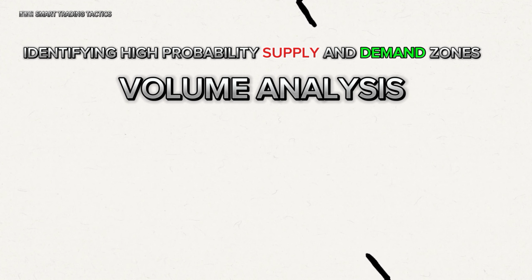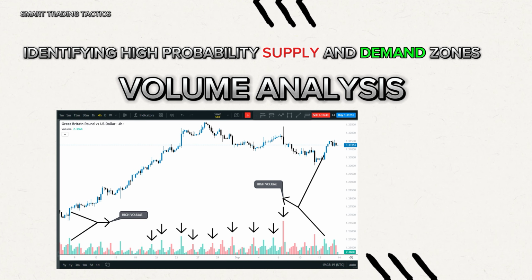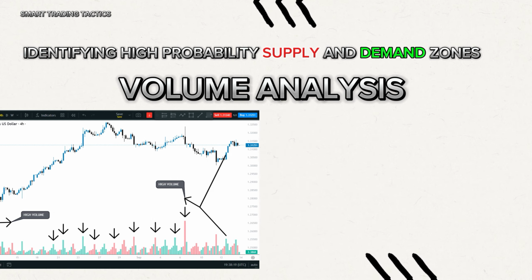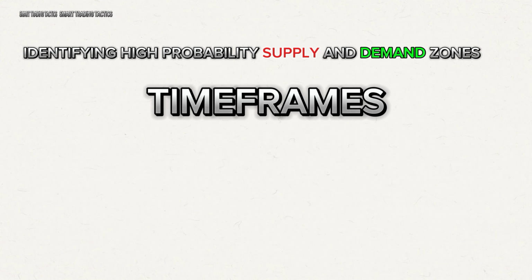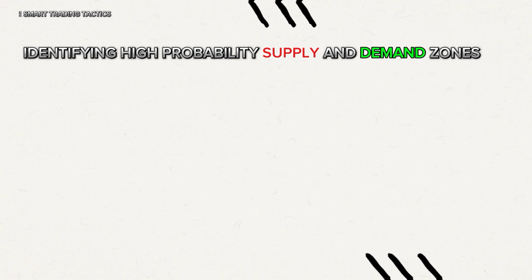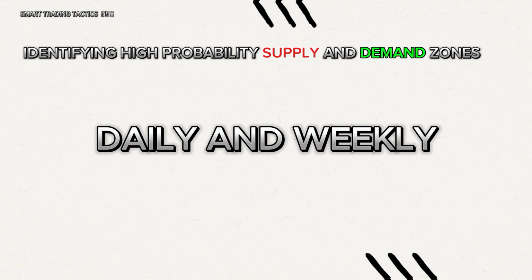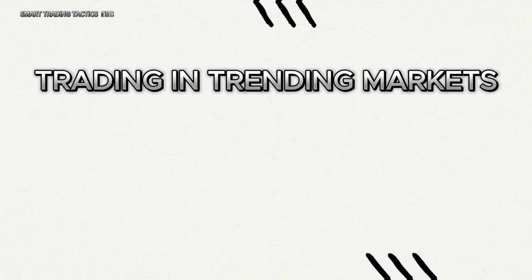One way to identify significant supply and demand zones is through volume analysis. High volume at a particular price level can indicate strong institutional interest, making it a potential supply or demand zone. Timeframes. The choice of timeframe is also important. Higher timeframes, such as the daily or weekly charts, tend to provide more reliable supply and demand zones. However, lower timeframes can be used for refining entries and exits.